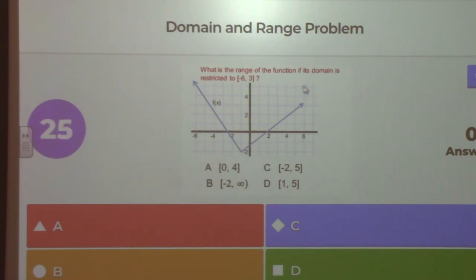What is the range of the function if its domain is restricted between -6 and 3?